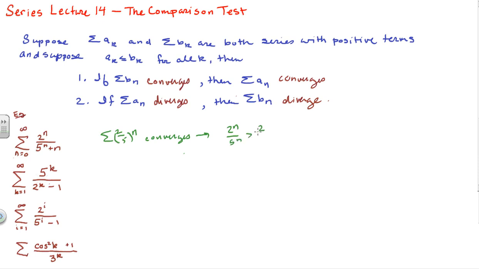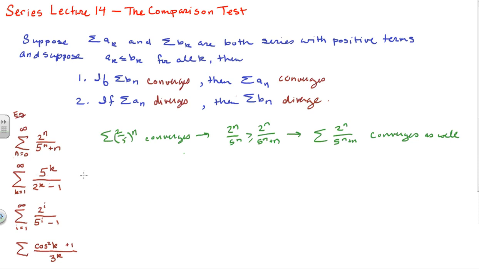Furthermore, 2 to the n over 5 to the n is bigger than or equal to 2 to the n over 5 to the n plus n, because you're just making the denominator bigger. When you divide by a bigger number, you get a smaller number. So since this series converges and each of its terms is bigger than or equal to each of the terms in the original series, that tells us the original series, 2 to the n over 5 to the n plus n, converges as well, by the comparison test.